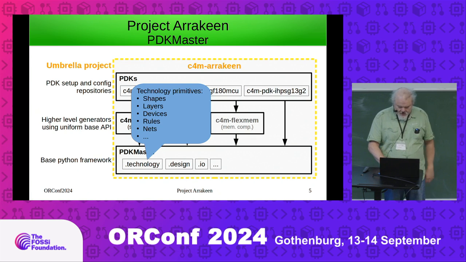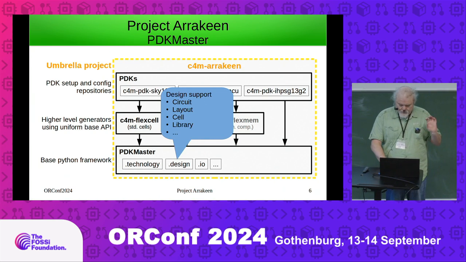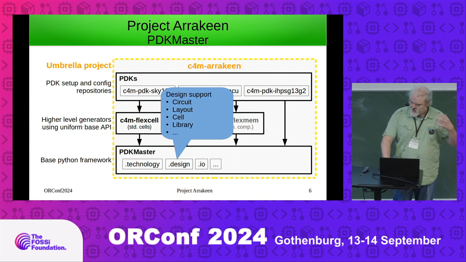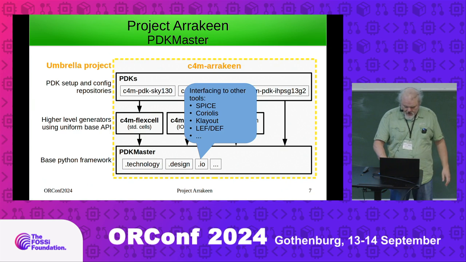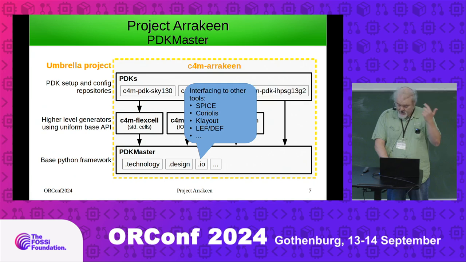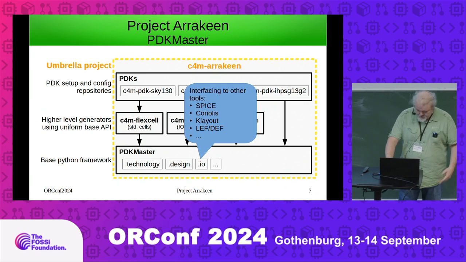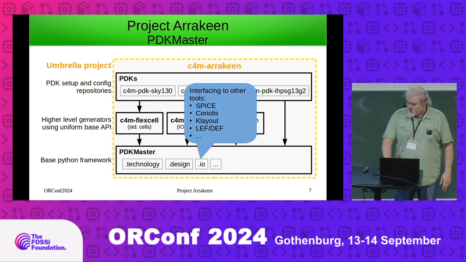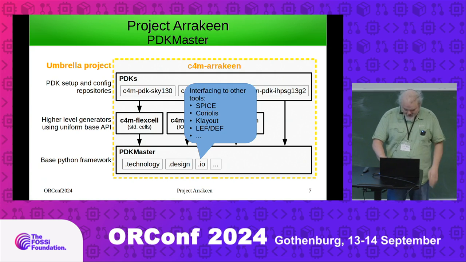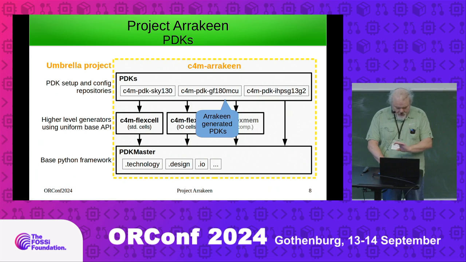So like I said, in PDK master you define your technology: the primitives of your technology, the rules, the nets, and it gives you an API to generate shapes on layers and these things. Then I have a level above it where you can define circuits, layouts, cell library, so that's more the design part of it. And then I have an I/O submodule where you can interface with other tools like SPICE, Coriolis, KLayout, LibreLane. I try not to reinvent the wheel and reuse other tools where possible, if they're doing it right, in my opinion. Probably other people have other opinions on that. About the standard cells and the in-between things, I will talk later on in this talk.